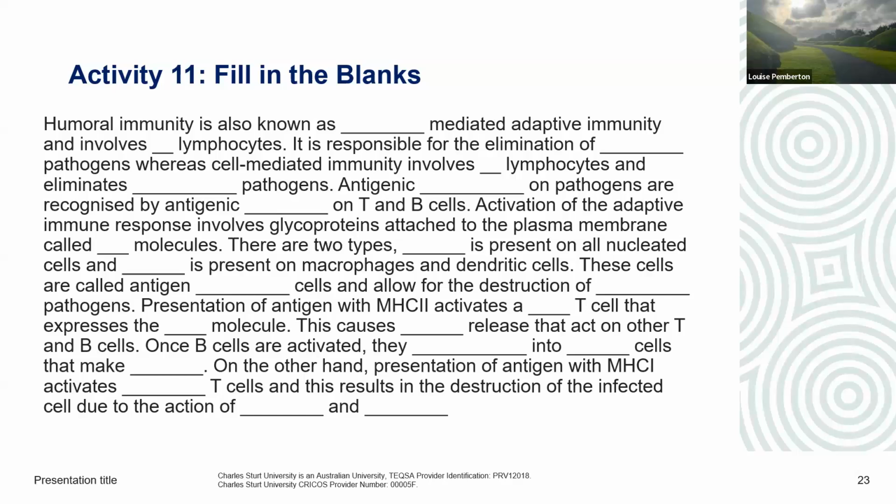Okay, presentation of antigen, I just gave you the answer to this. With MHC class 2, activates a helper T cell, or you might call it a CD4 positive T cell, because it expresses the CD4 molecule. Okay. This causes, okay, if I've got an activated helper T cell, what's it going to release? Cytokines, so those chemical signaling molecules that are going to cause lots of other things that act on other T cells and B cells. Once B cells are activated, they something into something cells.